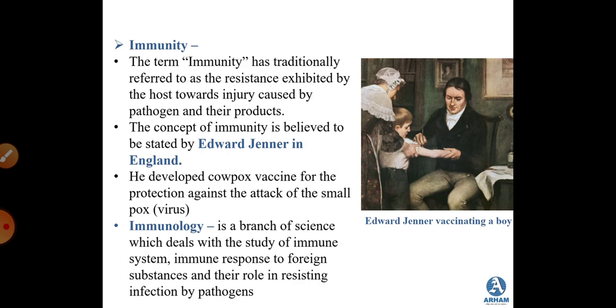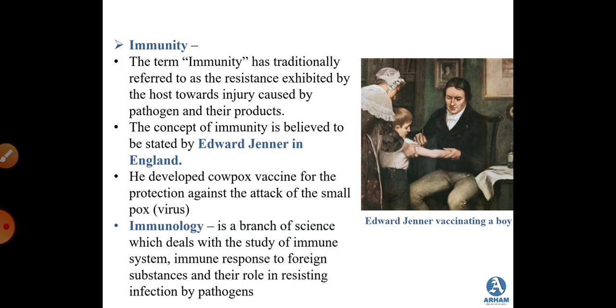The term immunity has a traditional reference. So traditionally, immunity is referred to as a resistance that is exhibited by the host towards certain injury which is caused by a pathogen or their product. Now, this injury can be internal injury, that is inside your body, or it can be external injury. And the host is the human body, or in that case, any living organism's body. Now, this concept of immunity is believed to be stated by a scientist whose name was Edward Jenner in England.